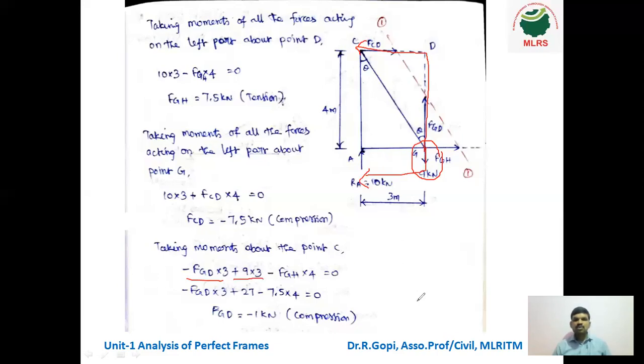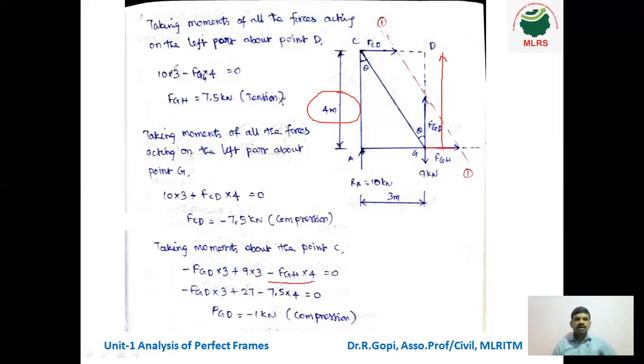Next come to the last force, FGH into this perpendicular distance. What is the perpendicular distance? Height, 4 meter. Clockwise or anti-clockwise? Force into perpendicular distance, it is anti-clockwise. This is the horizontal force, and the perpendicular distance is shown like this. So force into perpendicular distance: minus FGH into 4 equal to 0.